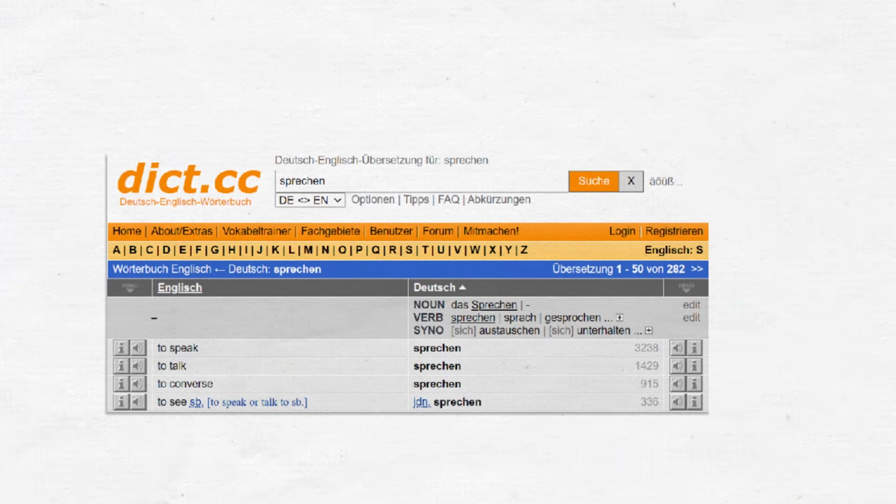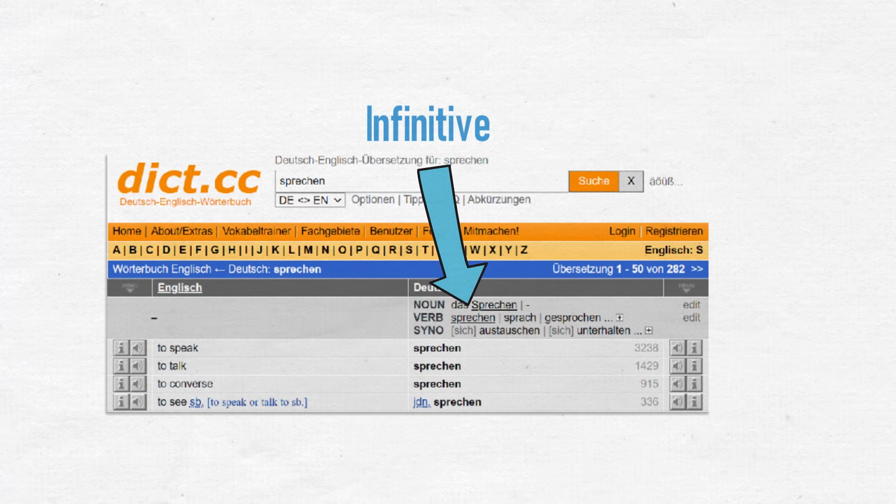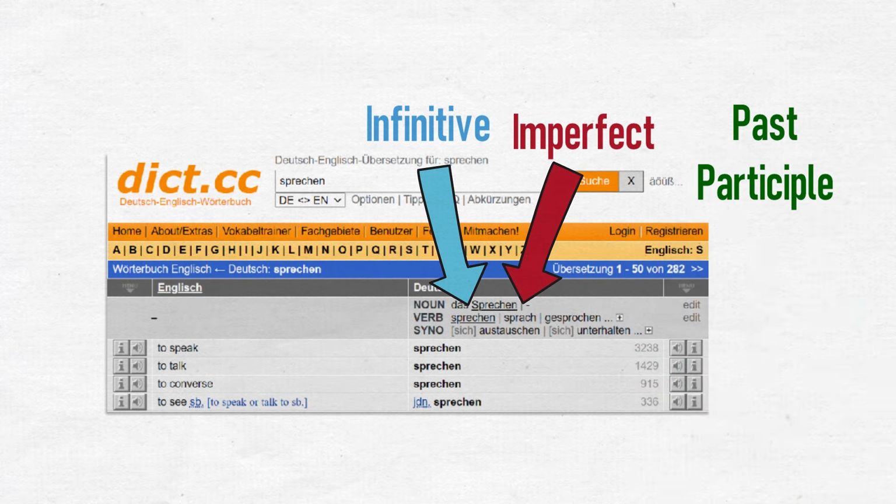A good way to do this is to use the website dict.cc again. As you can see here, when looking for the verb sprechen, to speak, we also find the imperfect form, sprach, and the past participle, gesprochen.